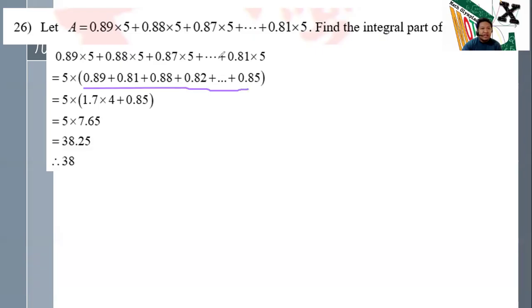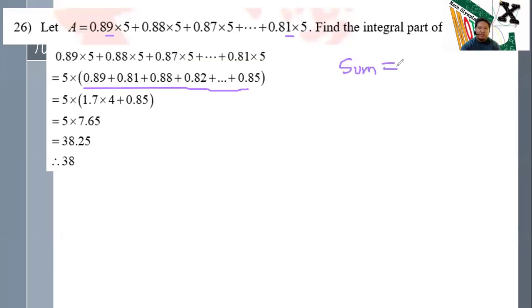If we try to check, that's the sum from 0.81 until 0.89, right? Again, we have the formula for that one already a while ago. If you try to count that one, those are 9 numbers because from 1 to 9. So if you remember, we have the formula for the summation of consecutive numbers.